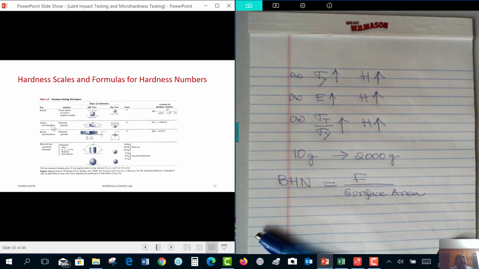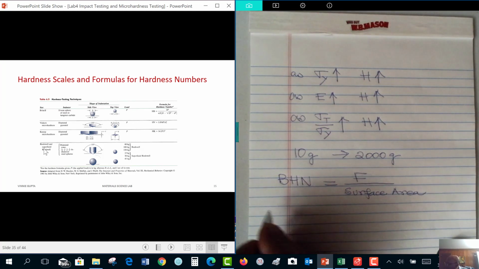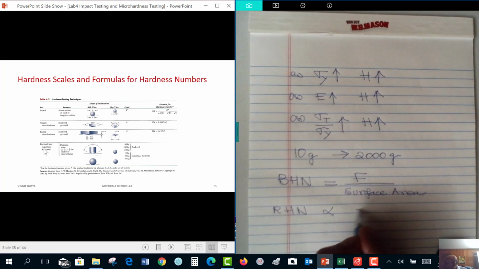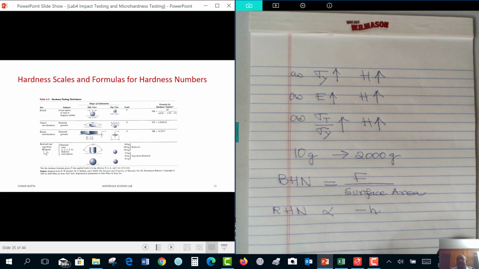We are going to skip Vickers hardness and Knoop hardness for a moment. Let's look at Rockwell hardness. So in Rockwell hardness number, whatever scale, it was proportional to some formula corresponding to minus h, where the machine measured the depth of indentation h and converted it into a number. And we had a variety of scales.